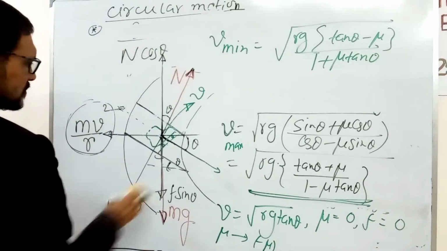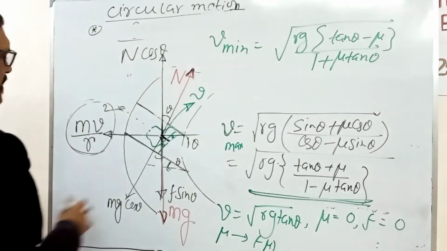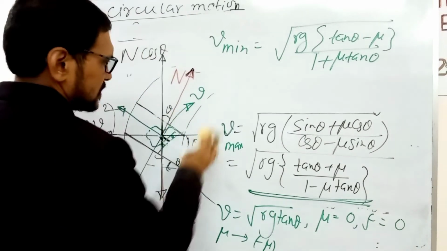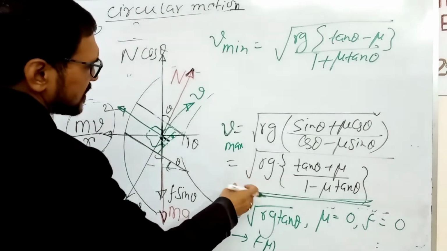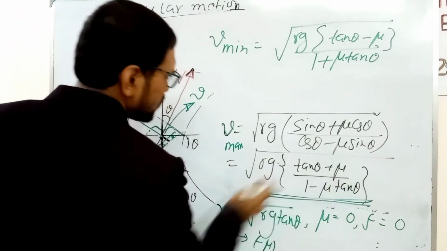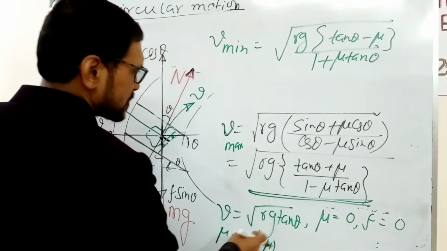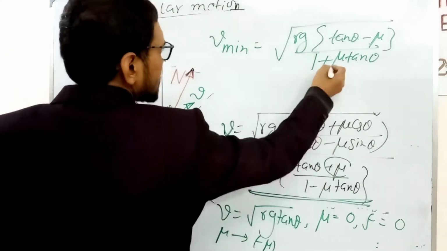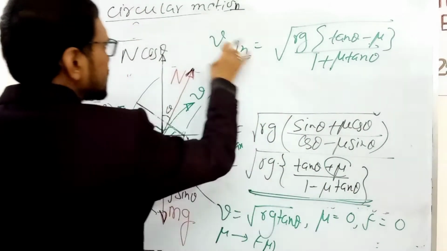If we draw the diagram, friction force acts in this direction for minimum velocity. For convenience, if you have found the maximum velocity, then just put minus mu in place of mu, and minus minus becomes plus. From this we get the minimum velocity.